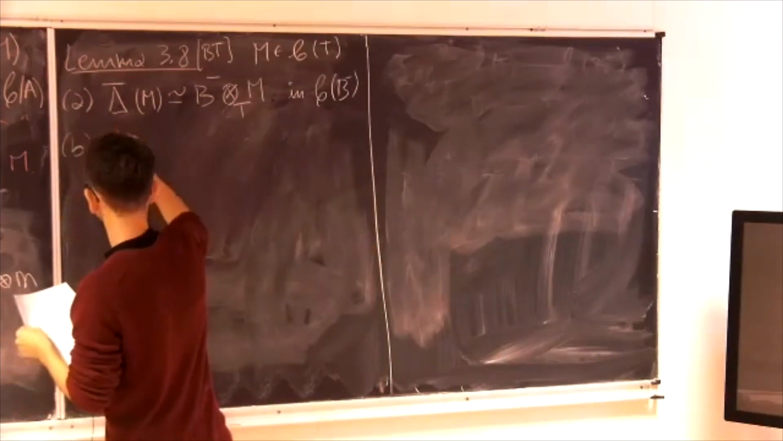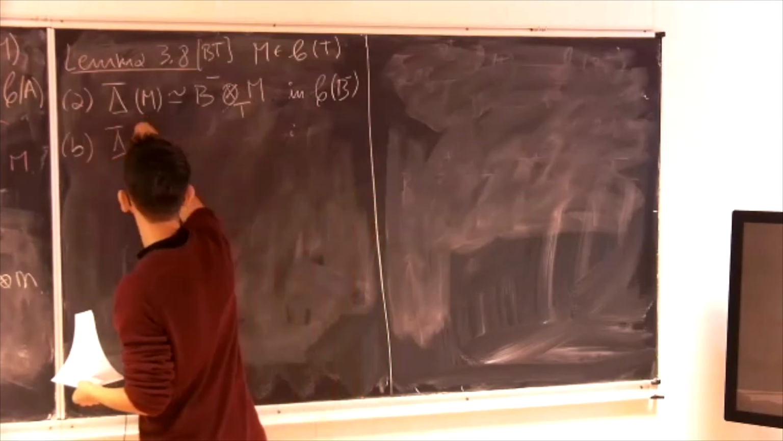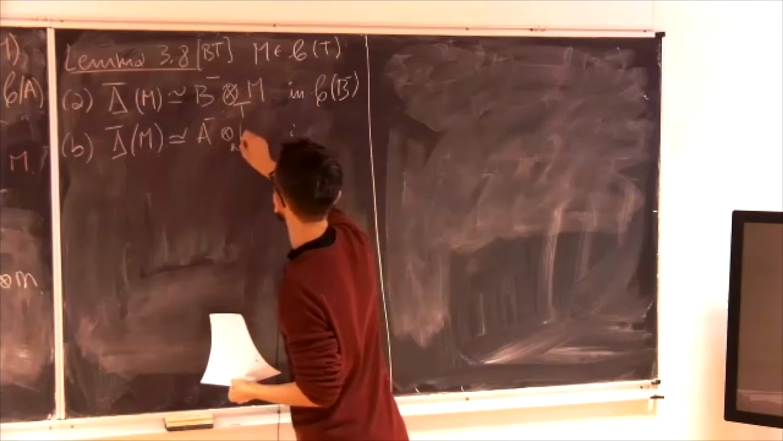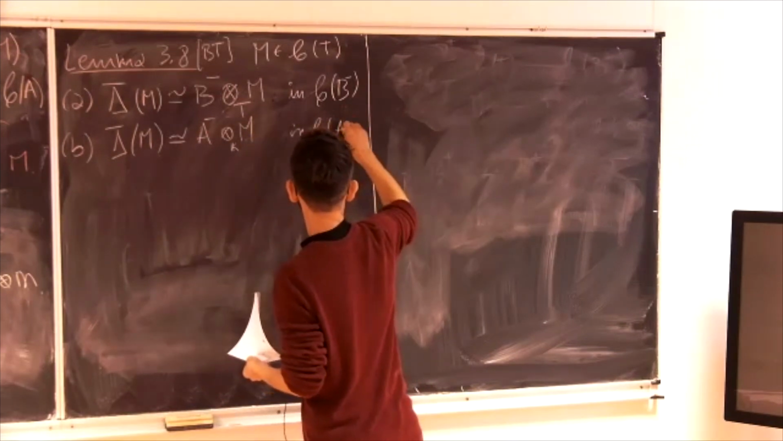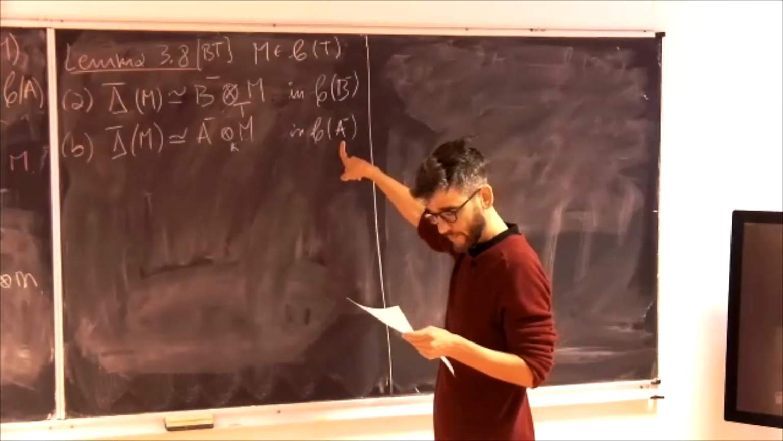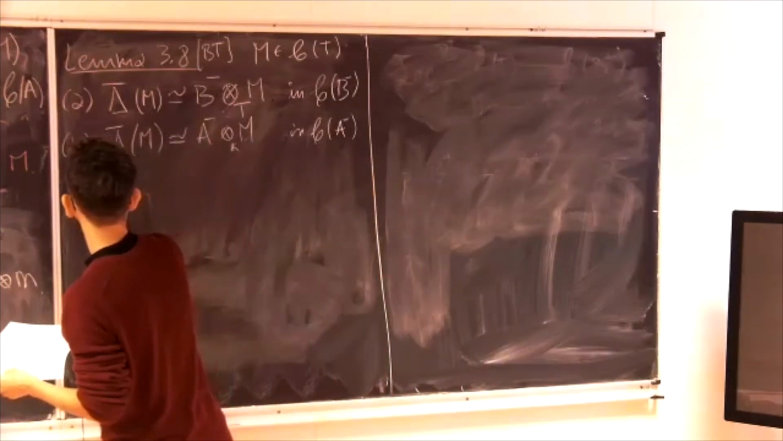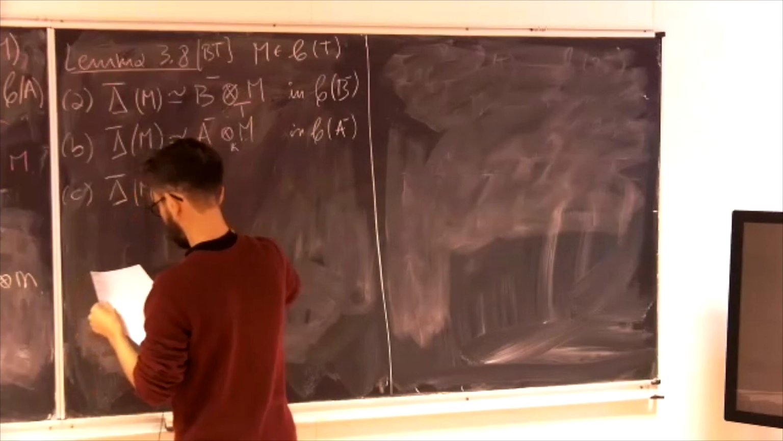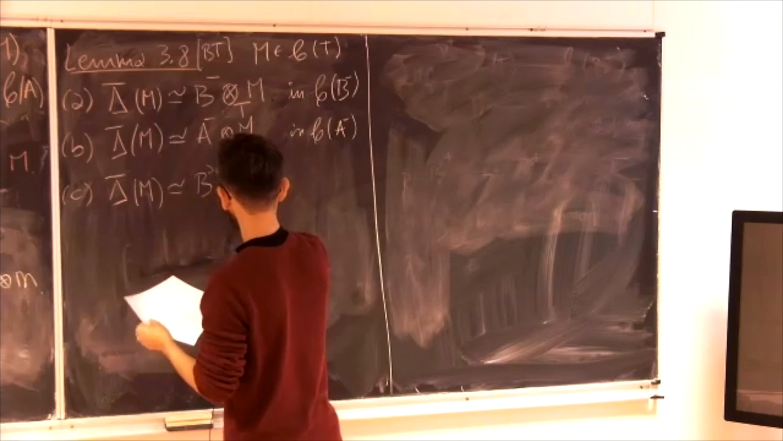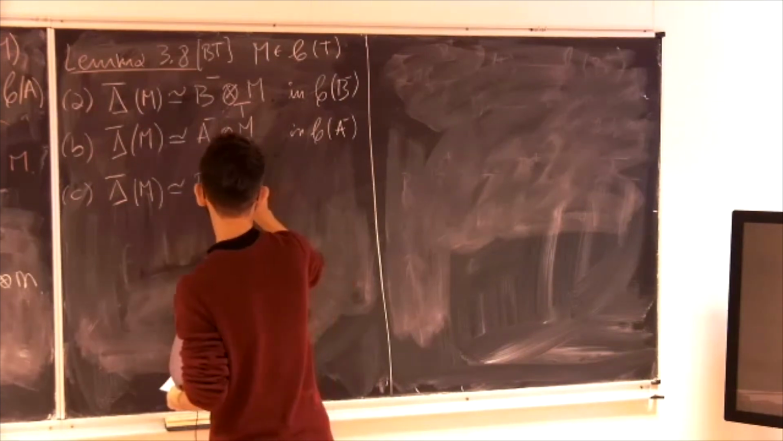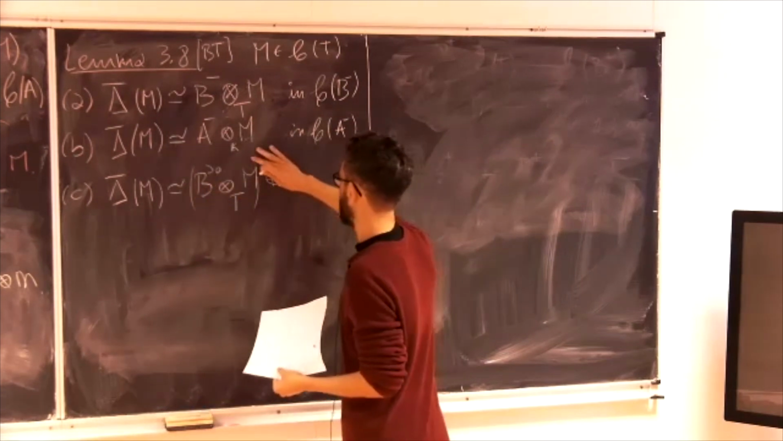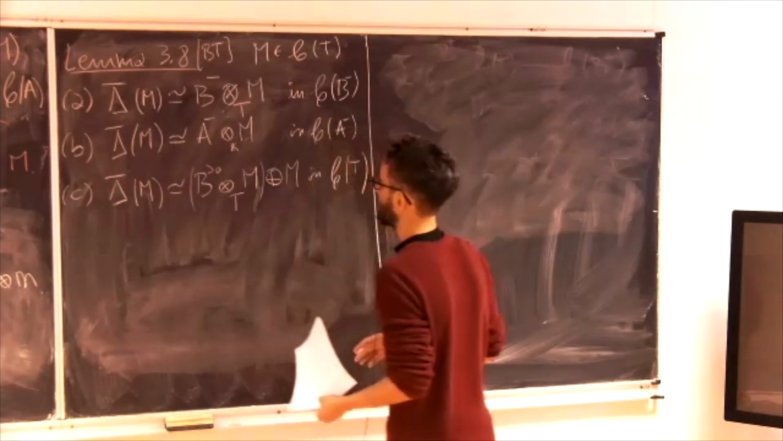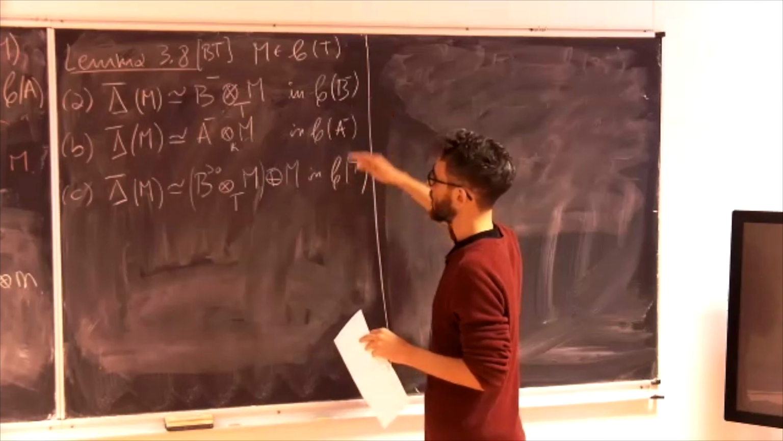And if we see this as a module now, this tensor is over the field. This isomorphism is in the category of A minus modules. And also, if we see this as a module over T, we have this other property. This is in the category of T modules. So this is a description of the proper standard module in three different categories.